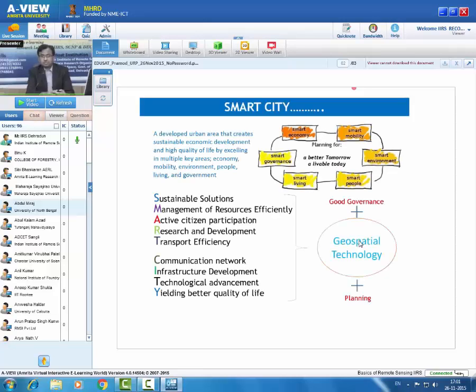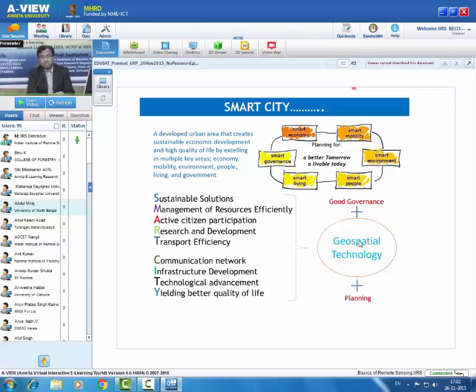Now, I'll conclude my presentation here with a term called smart city, because urban planning as of today has reached a stage where there is a high pressure on the city. So in that context, the city has to grow in a smart fashion, and this smart city encompasses smart economy, smart mobility, smart environment, smart living, and smart governing, so that people have a better tomorrow, a livable tomorrow.